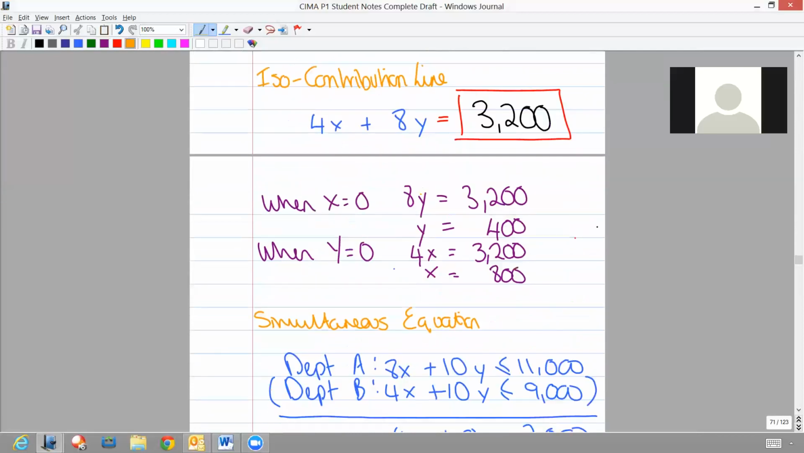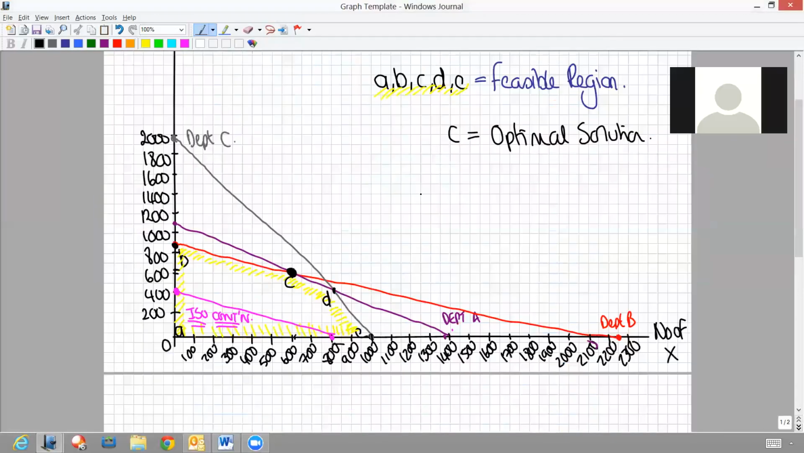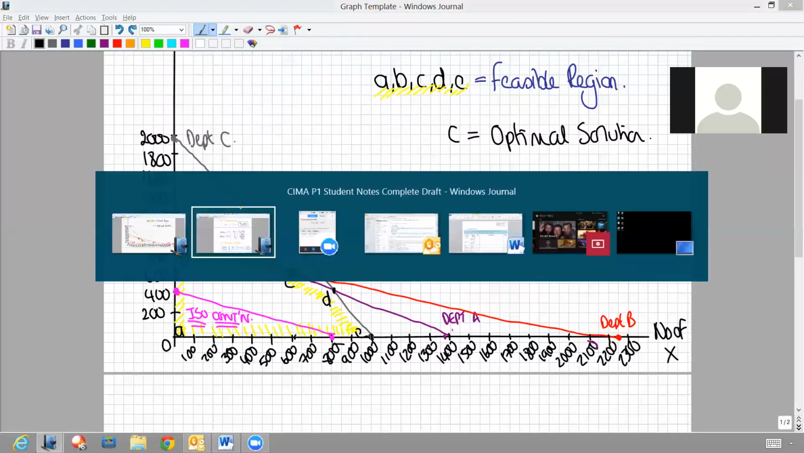We then create an ISO contribution line. And the ISO contribution line is going to show us within our graph and within our feasible region that we've labelled up exactly where the optimal solution is. So we will have labelled our graph showing each intersect within our feasible region, and then our ISO contribution line we push outwards and it will be the last intersect that we pass through. Or if your ISO contribution line were to be on the outside of your feasible region, it would be the first intersect that you come to.